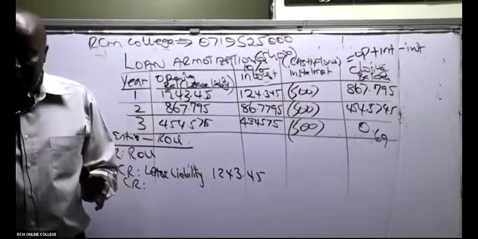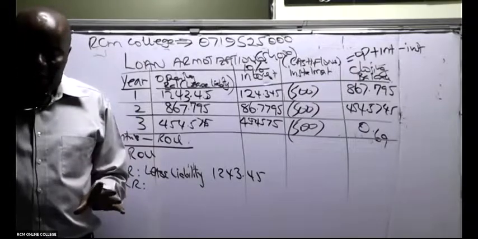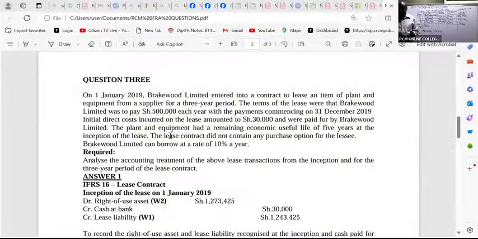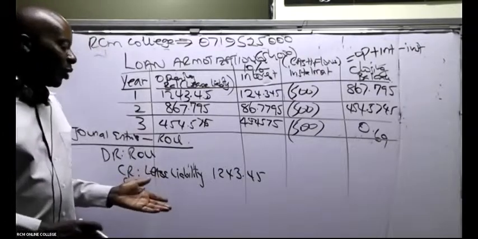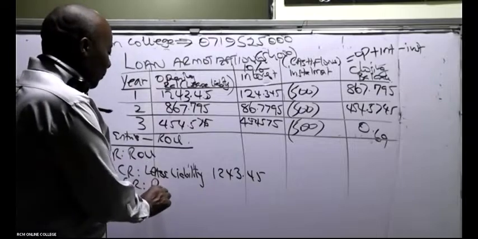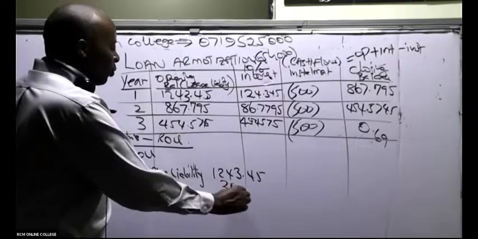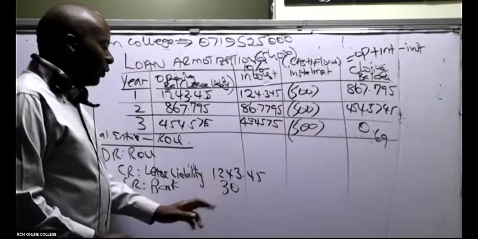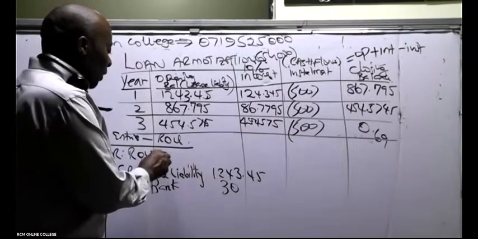So in this question, we had some other expenses apart from these tenancy expenses, the rent expenses. We are told here that initial direct cost incurred on the lease amounted to 30,000 and were paid for by the lessee, Breakwood. So we paid 30,000. We paid credit bank. Remember our figures, we are chopping 3 zeros. So that is 30. You'll be able to add the two of them. These two will enable you to use the asset.